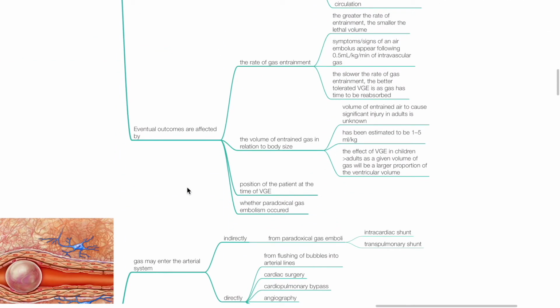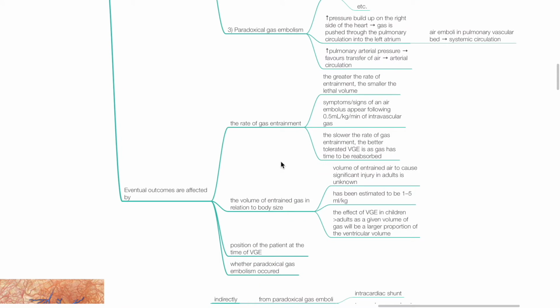Eventual outcomes are affected by the rate of gas entrainment, volume of entrained gas in relation to body size, position of the patient at the time of venous gas embolism, and whether paradoxical gas embolism has occurred. The greater the rate of gas entrainment, the smaller the lethal volume. Symptoms or signs of a gas embolism appear following 0.5 ml per kg per minute of intravascular gas.